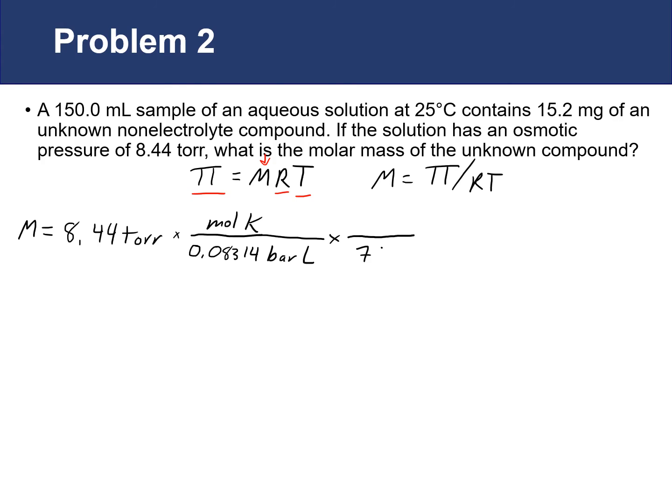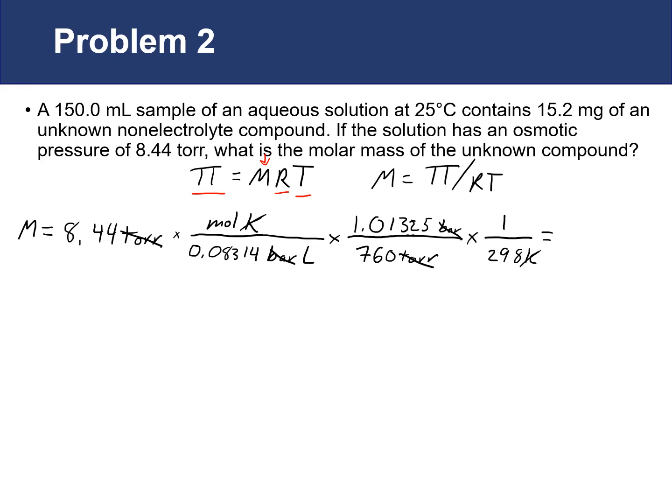We have 760 torr is 1.01325 bar. We can now cancel out our pressure units. Torr cancels out torr, bar cancels out bar. We want, in the end, moles per liter, so we need to get rid of the temperature. So we will divide by our temperature, or multiply by 1 over the temperature, which is the same thing as dividing. 298 Kelvin. Kelvin cancels out, giving us moles per liter.